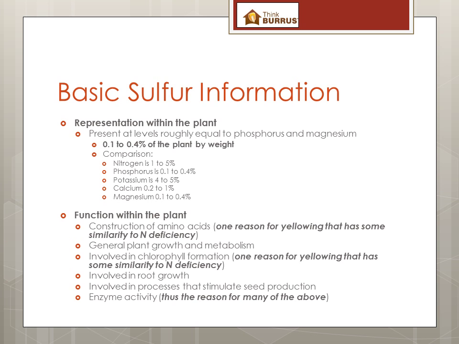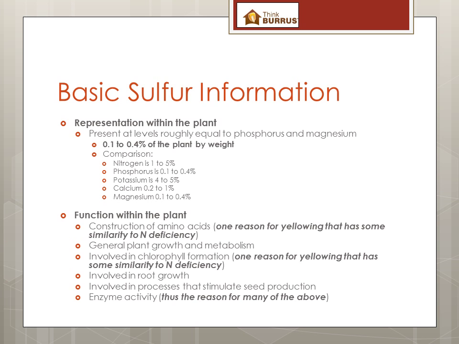Now, just to give you some comparisons, nitrogen makes up about 1 to 5% of a plant by weight. Phosphorus, like I said, is that 0.1 to 0.4, as is magnesium. Potassium may be 4 to 5% of the plant by weight, depending upon the plant species we're talking about. And calcium is 0.2 to 1% of the plant by weight.